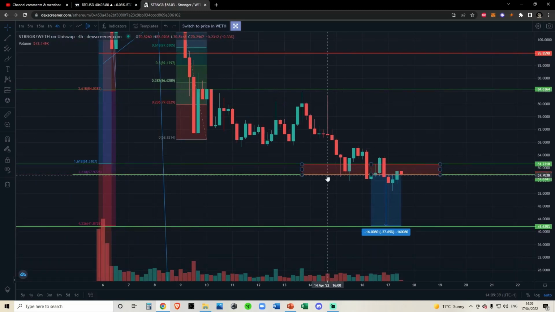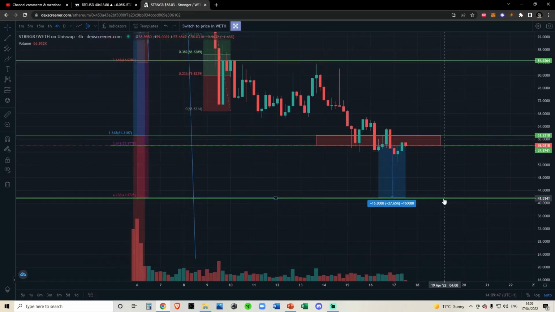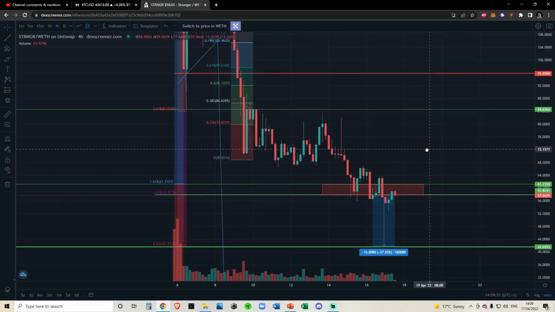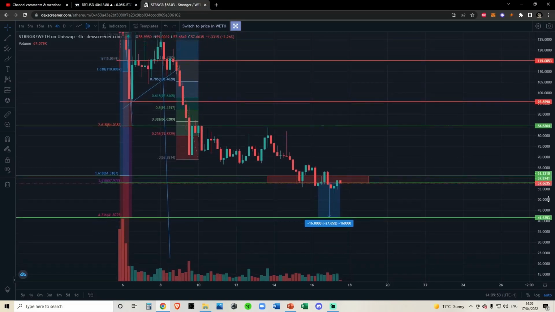So keep your eyes on $57. I believe the next 4-hourly breakdown of $57 would unfortunately cause Stronger to head all the way down to the 4.236. And as always, I can only really get bullish on this once we take out the previous local high where the next fib was.